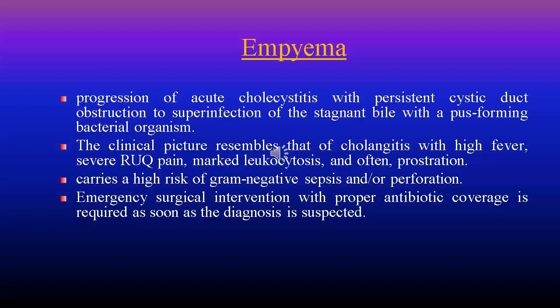As we said before, empyema is a complication of acute calculous cholecystitis, when prolonged persistent obstruction of the cystic duct and superadded infection of the stagnant bile lead to pus formation in the gallbladder. This patient had severe symptoms. They developed cholangitis with high grade fever, very severe right upper hypochondrial pain, and elevation of WBCs. The patient may become septicemic. Emergency surgical intervention should be done for this patient. We will explain this after.